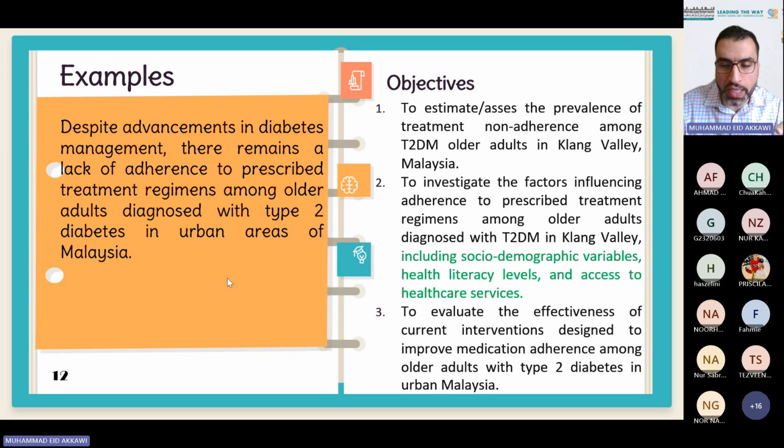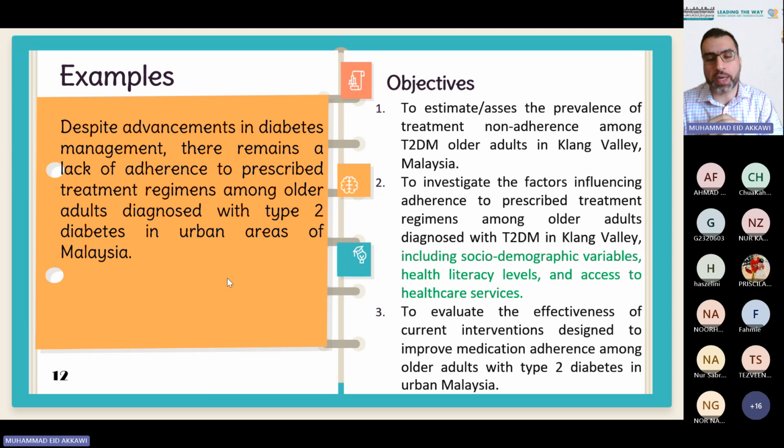Why did I put this in green? Because I believe this is optional, whether you need to include it in your objective or only in your methodology. If you just put a full stop after Klang Valley and don't give examples of the factors you will assess, such as sociodemographic, health literacy, and access to healthcare services, this could be included in your methodology. You don't need to detail it in your objectives.